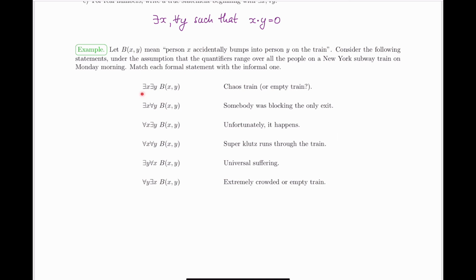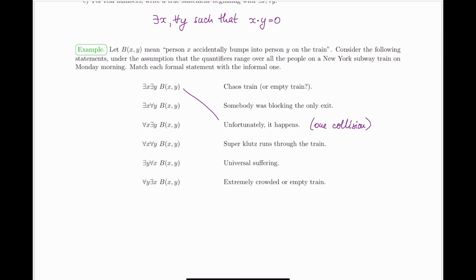Okay, so let's maybe start with the first one. There exists an X and there exists a Y. So there exists a person X and there exists a person Y. So somebody here, remember, there exists in terms of people, can be translated as somebody. There exists a somebody and there exists a second somebody, so that the first person bumps into them accidentally. So I found essentially two people that bump into each other. Looking down my list, this is likely, unfortunately, it happens, corresponding to one collision. Not a big deal.